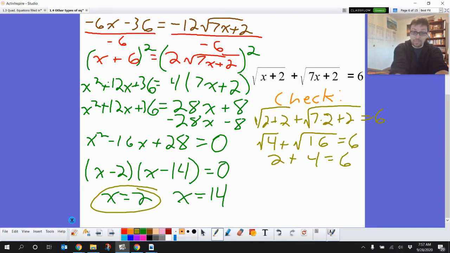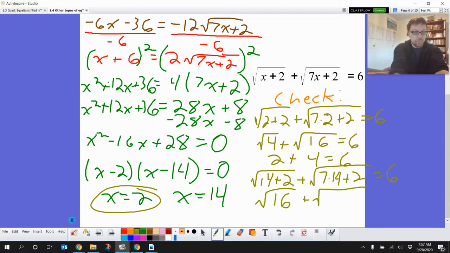What about the 14? We get the square root of 14 plus 2 plus the square root of 7 times 14 plus 2. We want to see if that equals 6. So we get the square root of 16 again. Plus the square root of, what's 7 times 14? 98 plus 2 is 100. And I get 4 plus 10 equals 6? Nope. So 14 is extraneous.